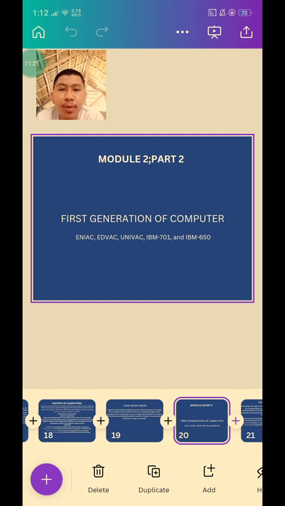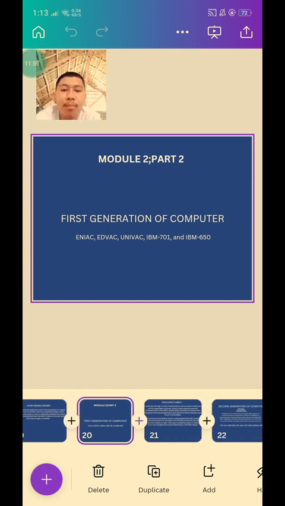Module 2, Part 2. First generation of a computer. Ito daw po yung first example of first generation of a computer: ENIAC, EDVAC, UNIVAC, IBM 701, and IBM 650. Yan daw po.